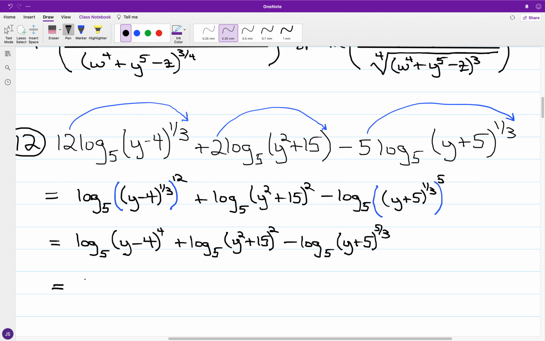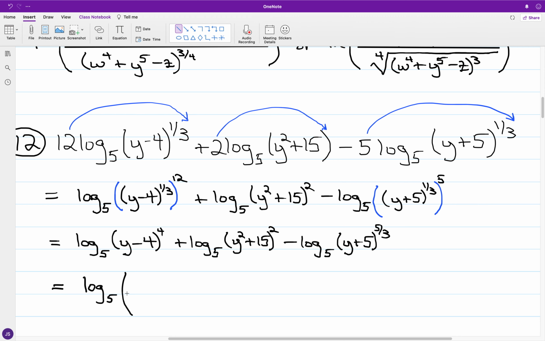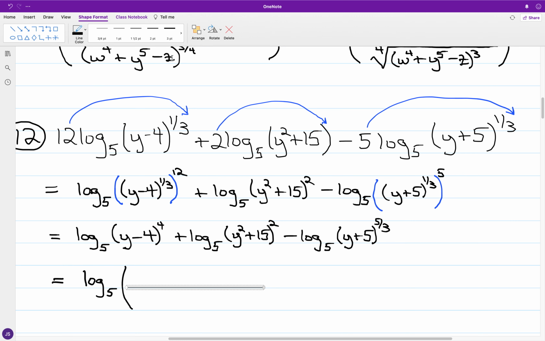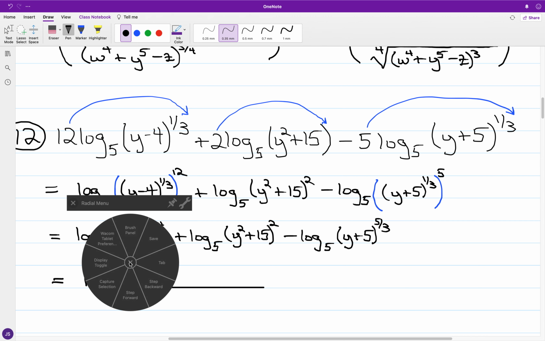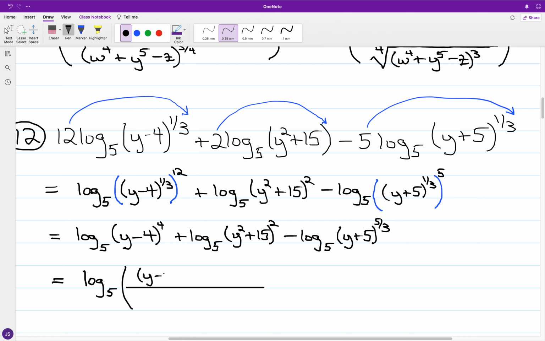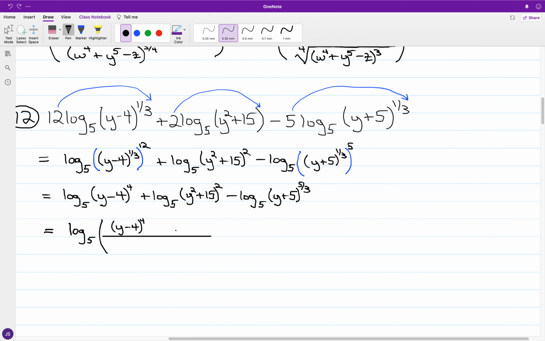And so, looking at consolidating as a single base 5 logarithmic term, with y minus 4 to the 4th, this comes from a positive base 5 logarithmic term. So you have y minus 4 to the 4th. The next term is positive, so the argument goes in the numerator. And for the last term, this is negative, so this is going to go in the denominator.